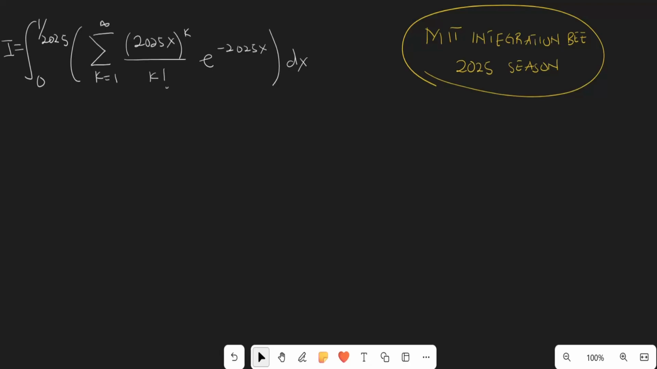So how do you solve this integral? This is an MIT Integration Bee of 2025 regular season.